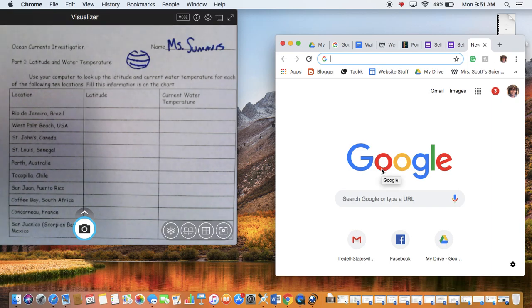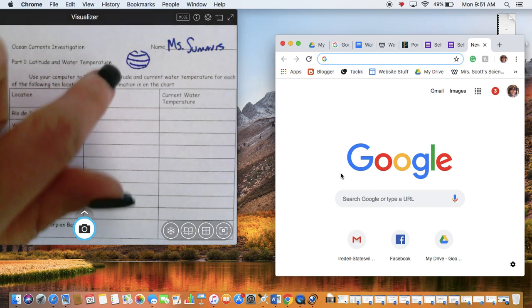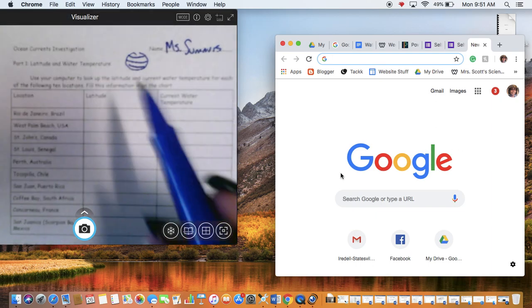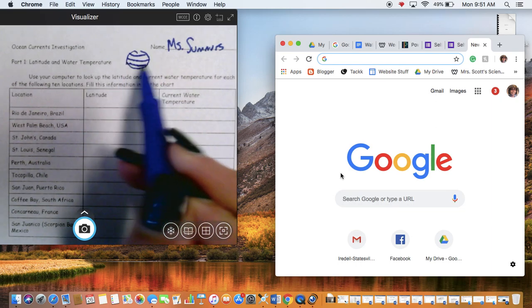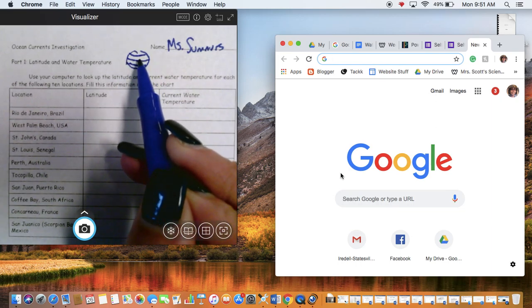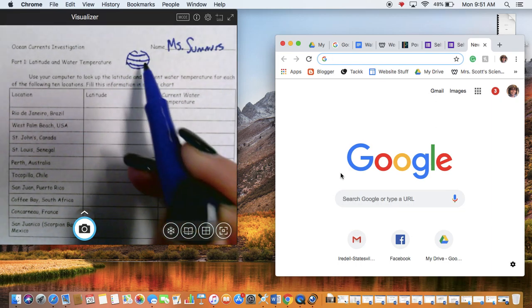Okay, so in this particular activity, we want to know, does latitude affect water temperature? Is that the only thing? And how do ocean currents play into that? So our first part is looking at latitude and water temperature. Remember, latitude are these lines here. They go laterally, or side to side. They include the equator and how far north or south you are of it.